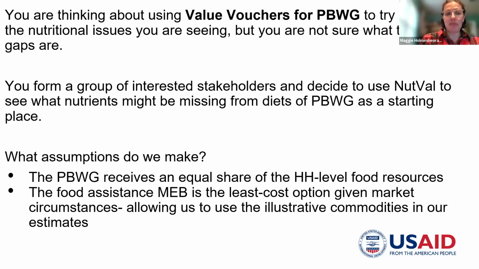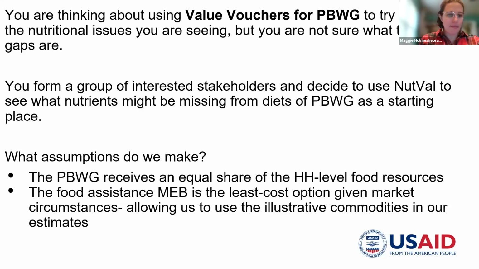And the second assumption is that the food assistance they're receiving through the minimum expenditure basket for the general food assistance is already a least cost option, that it's been calibrated to be really affordable and to maximize nutrients for cost, given the market circumstances. So we're going to use that illustrative basket, even though we know that if they receive cash for household food assistance, they might not buy exactly what's already in the basket, but we're just going to assume that that's the cheapest thing that they could buy. So if they're optimizing it, they're going to buy what's presumed to be in that illustrative basket.